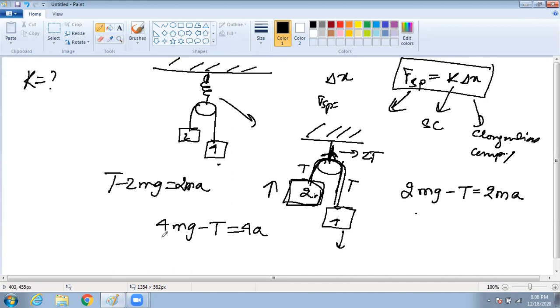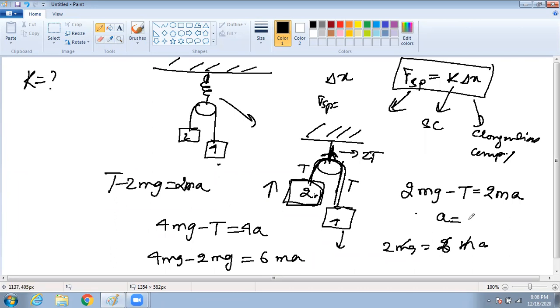So now let us add them. When you add, you will get 4mg minus 2mg equal to 6ma. So 2mg is equal to 6ma. So A is equal to how much? 2 by 6, so 1 by 3 into g. So A is equal to g by 3. Yes or no?